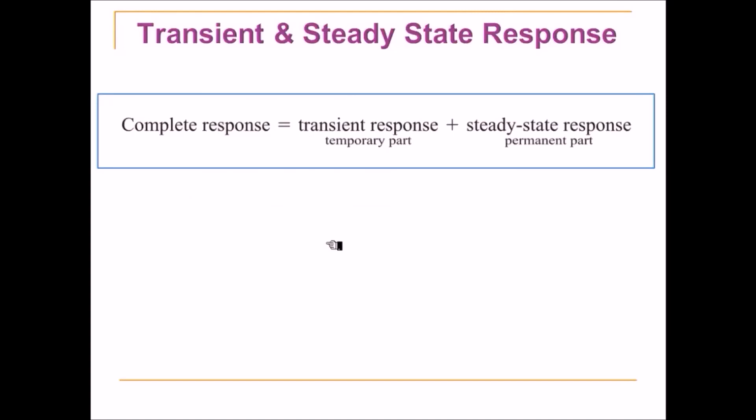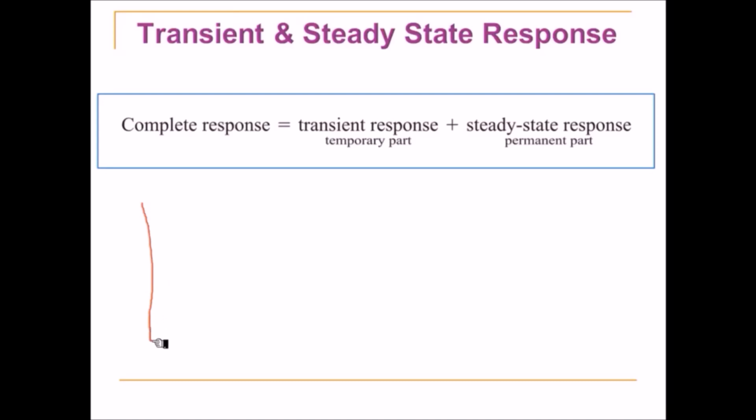Let me introduce the terms transient and steady-state response. As per the equation given here, the complete response of the system or circuit is equal to transient response plus steady-state response, or we can say temporary response plus permanent response. Let me take one simple example to differentiate the transient and steady state response and hence the transient and steady state analysis. Consider the electric fan in our house.